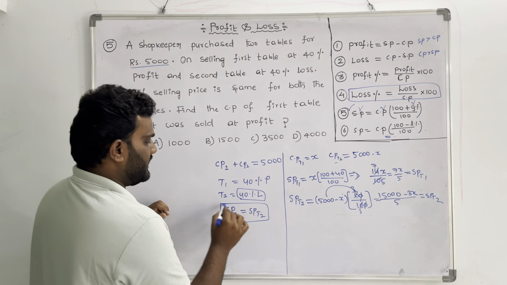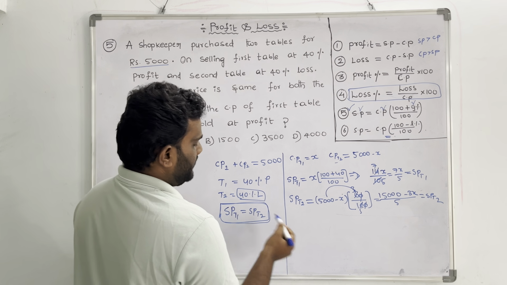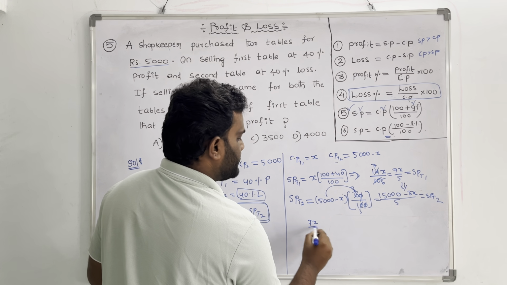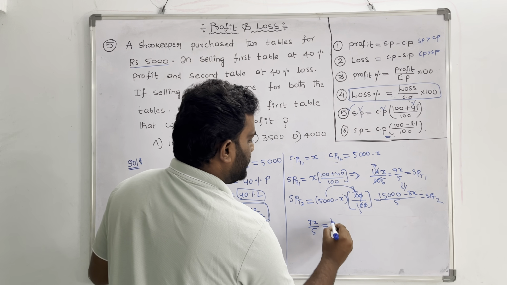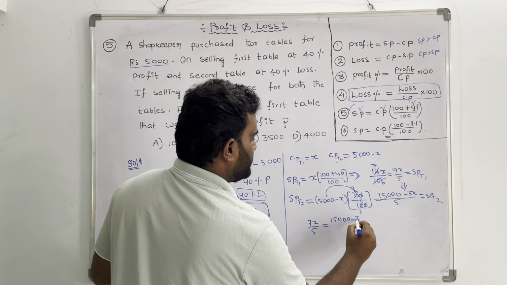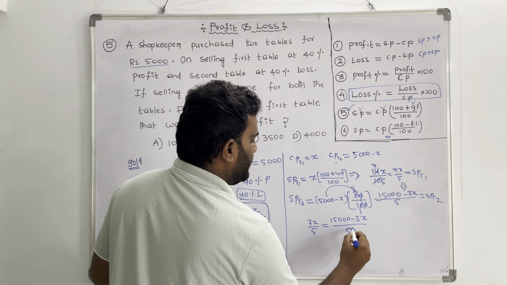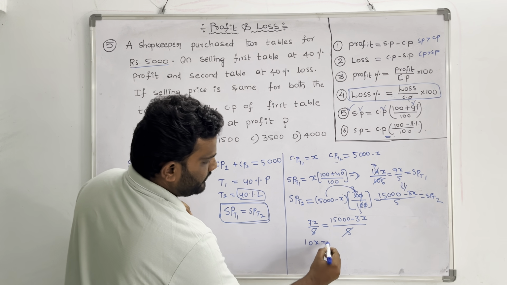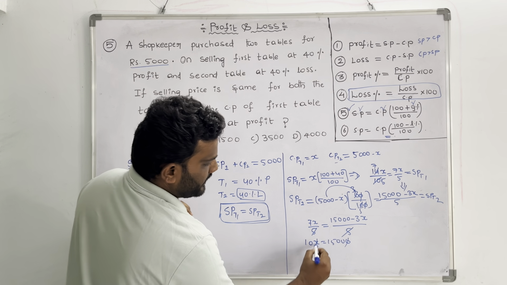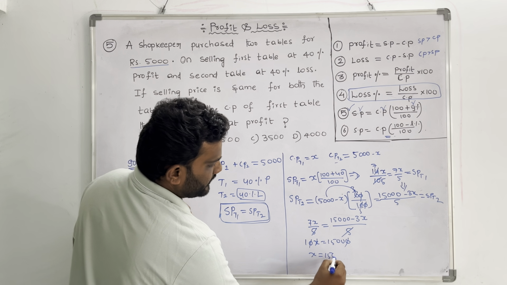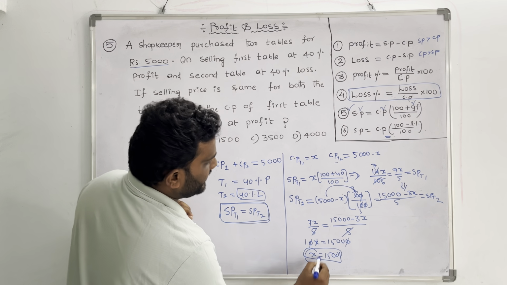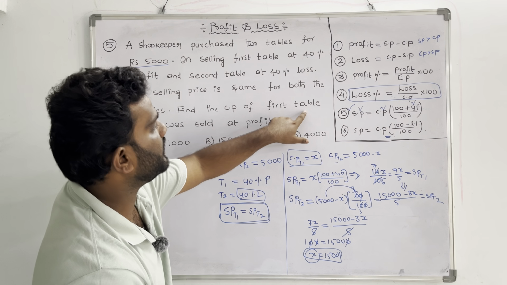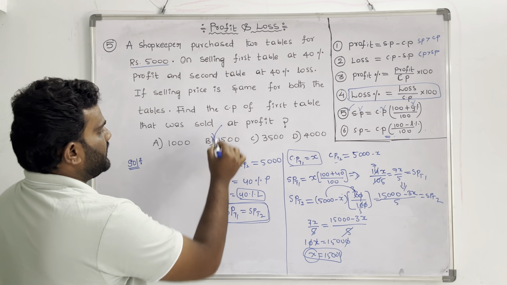Since we have been given the condition that selling price of table 1 equals table 2, you need to make both of them equal. Okay, 7x by 5 is equal to (15,000 minus 3x) by 5. The 5s cancel, and bring minus 3x this side, 10x it will become, and 15,000, zeros cancel, and x equals 1500. Okay, what does x indicate? Cost price of table 1. That is what we have to find, the cost price of the first table. So the answer 1500 is the right answer.